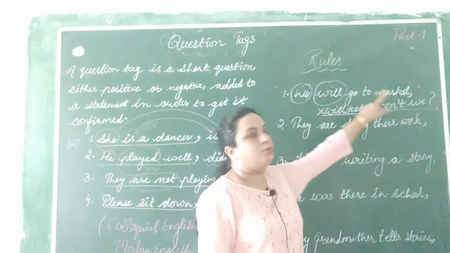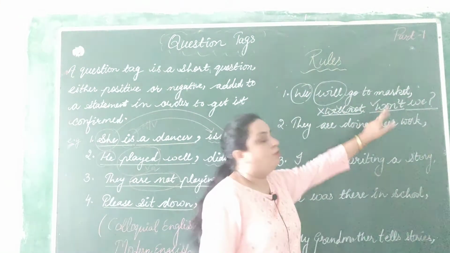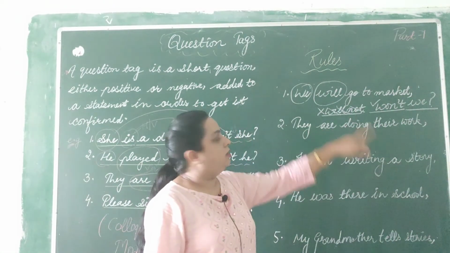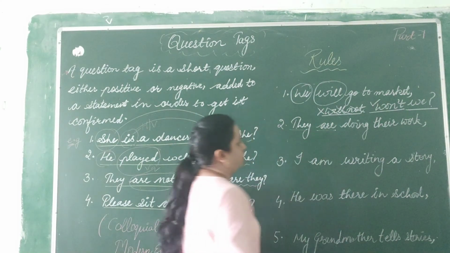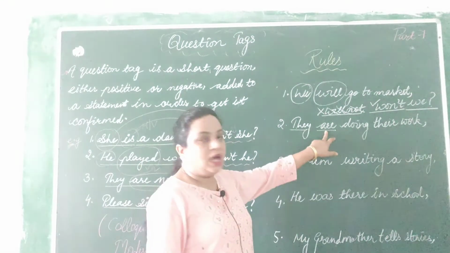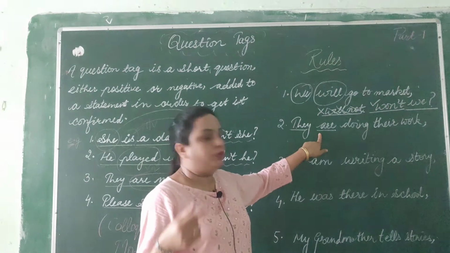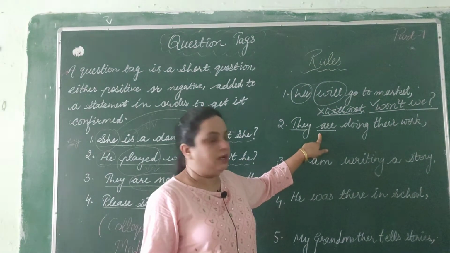So what is the question tag added to this statement? "We will go to market, won't we?", to get the confirmation. Next: "They are doing their work." So once again, this is the pronoun and this is the helping verb. Now this "are" we have to take first, right? So "are", but because this is positive, this is affirmative, we have to use the negative form of that.